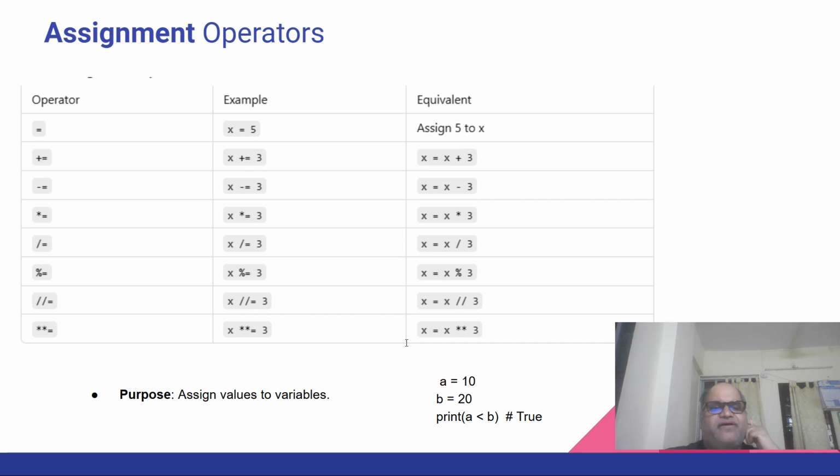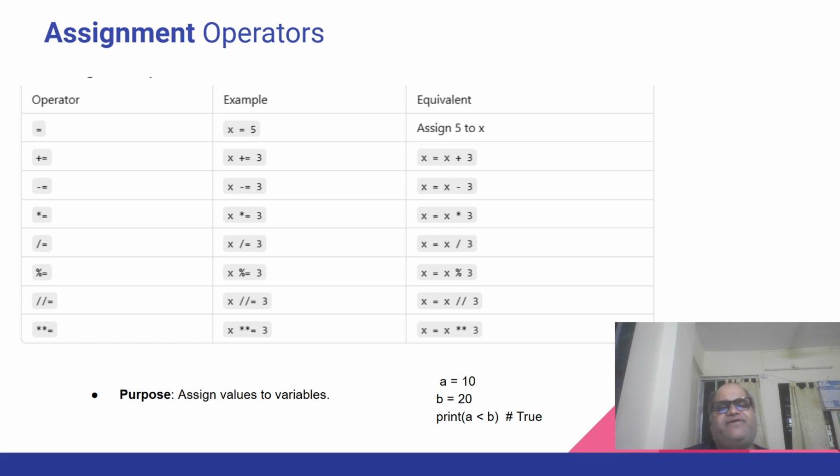Let's look at assignment operators. Assignment operators are used to assign values to variables. Beyond the basic equal sign, Python supports compound assignment operators like plus equal to as well as star equal to, which modify the variable and assign the result in one step. So every time you don't have to simply say x is equal to 5. If x has value 5, then x plus equal to 3 will be equivalent to x is equal to x plus 3.